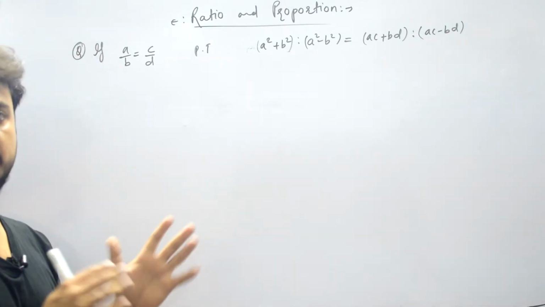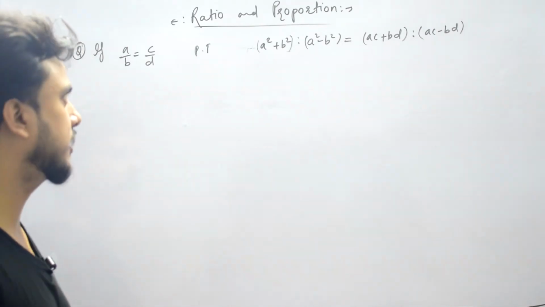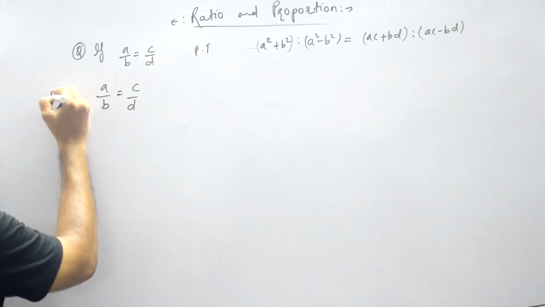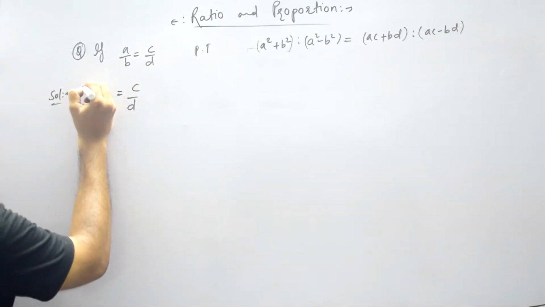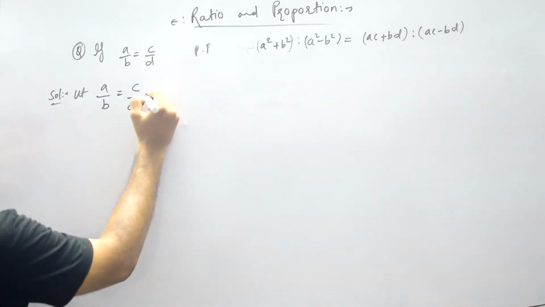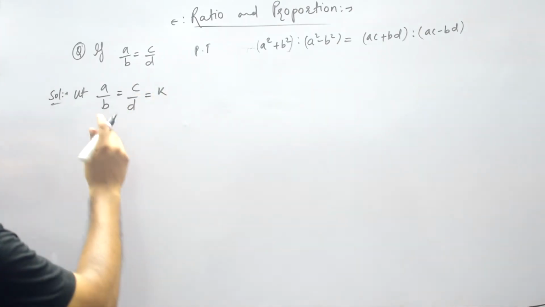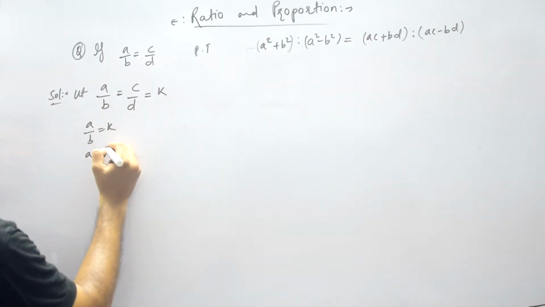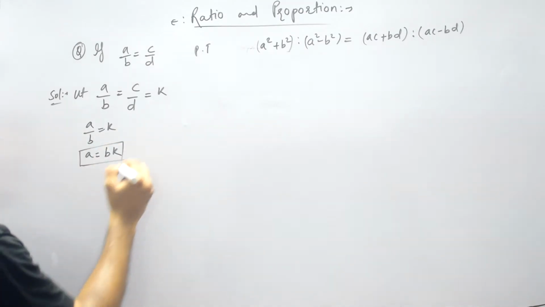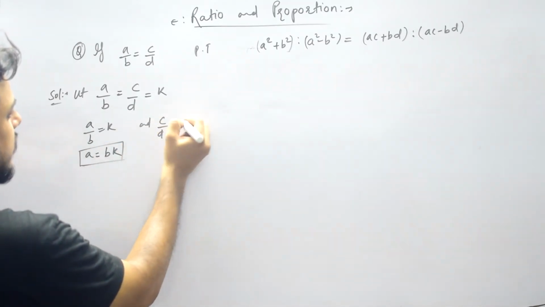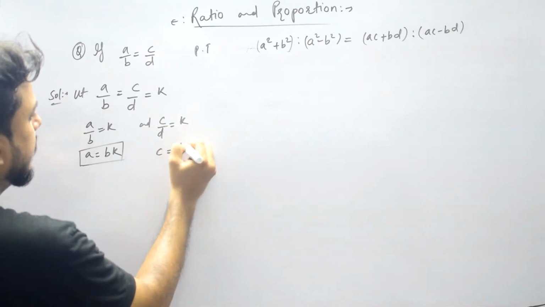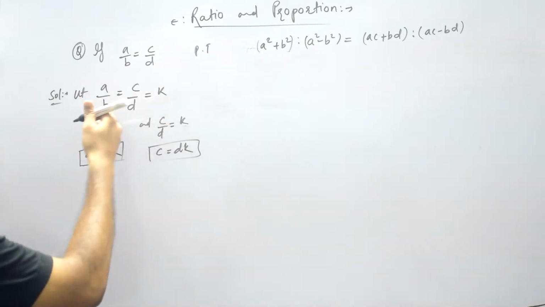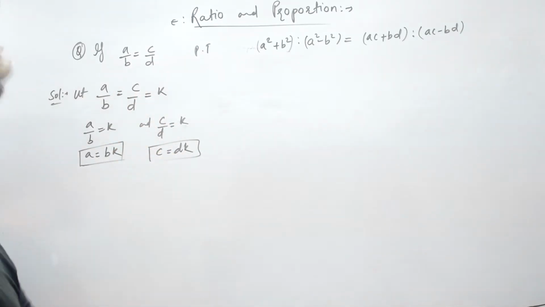This is a very standard method which can be used in any question. First of all, I will write a/b = c/d, which was already given. Let a/b = c/d = k. Each of these ratios equals k, so a/b = k means a = bk, and c/d = k means c = dk. So a = bk and c = dk.